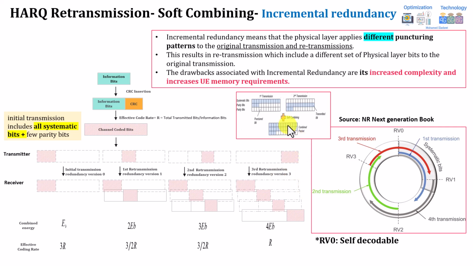But again, one of the drawbacks associated with incremental redundancy in general is that it has more complexity, because at the end, as you can see, it's doing additional functionalities, and this is increasing the UE memory requirement.